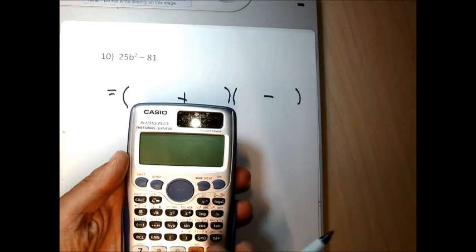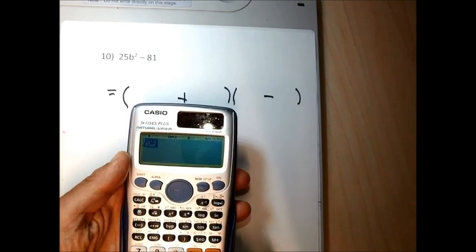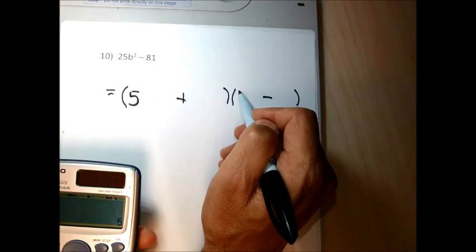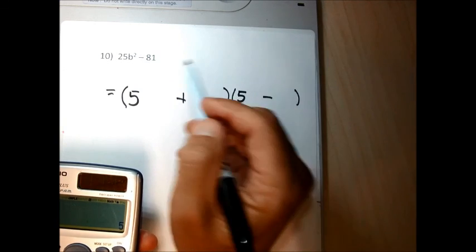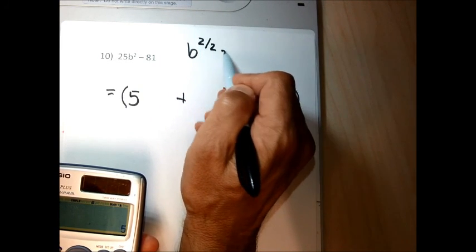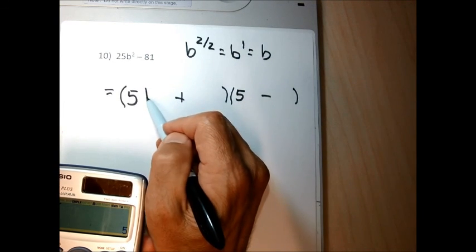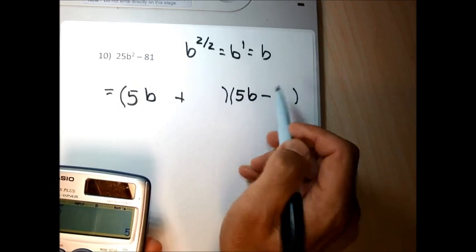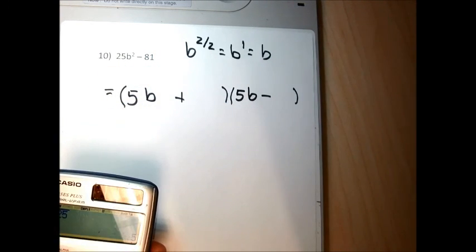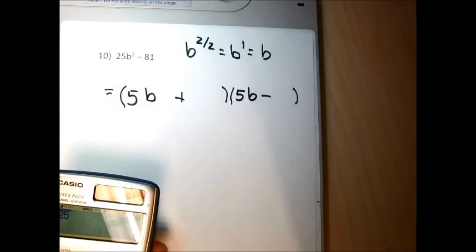So for the first number, the 25, I'm going to do the square root of 25, which is 5. That's going to go in the first part of each parentheses. And the exponent on the b, you're going to divide by 2. And you're going to get a b to the first to go along with that 5. So the square root of 25 is what, when you have a difference of squares, will go in the first here because the 25 is first. The letters, you divide the exponent by 2.